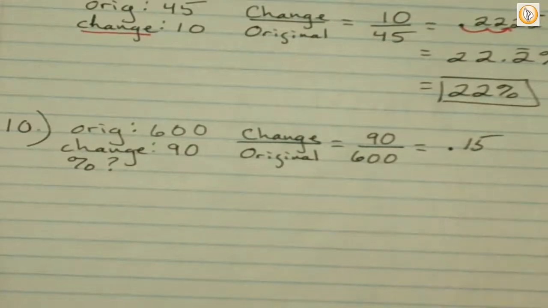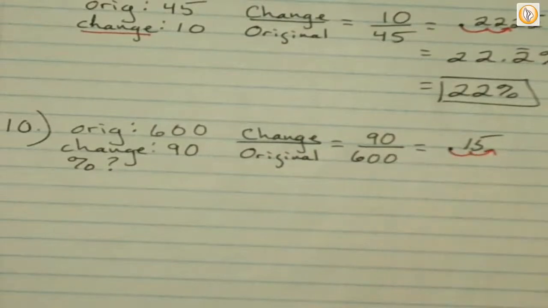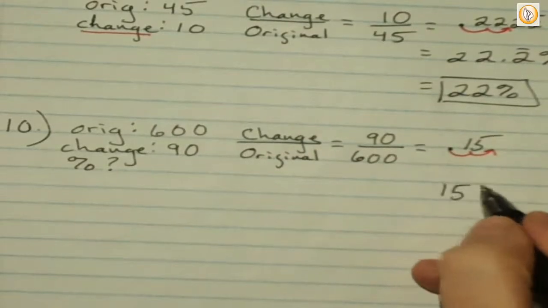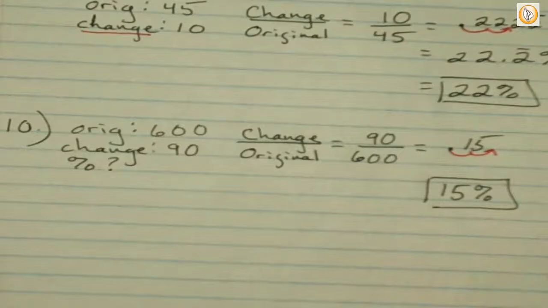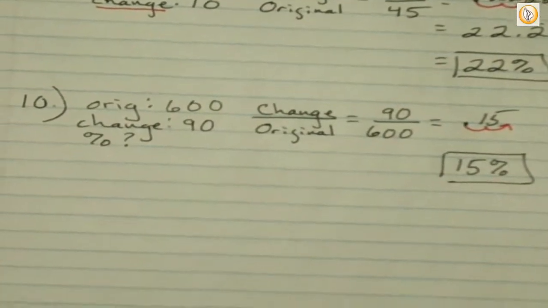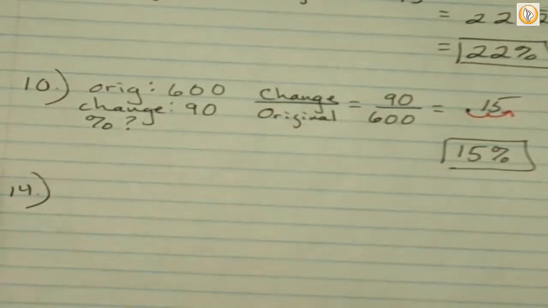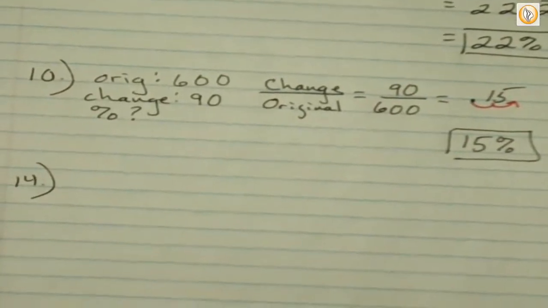And is that my answer, Kelly? No, because you still have to move the decimal 2 times to the right, to change it to a percent. Good job. So my answer is 15%. Any questions? It's pretty easy to understand when you understand the formula. Let's do 14.